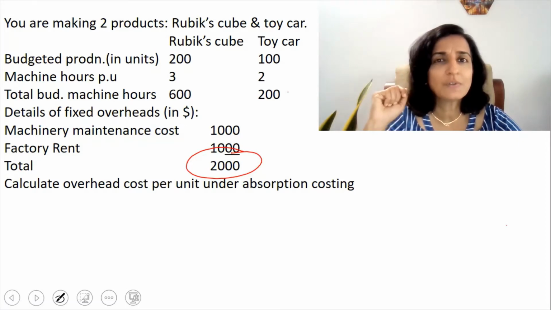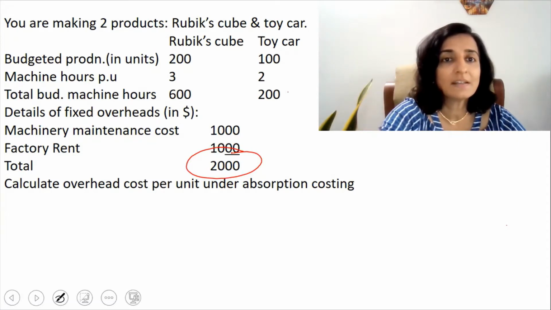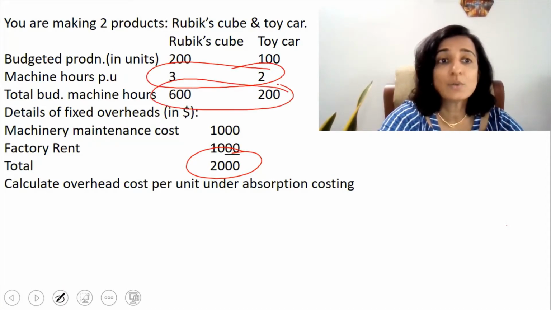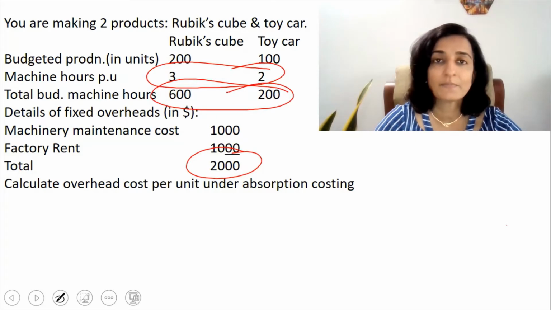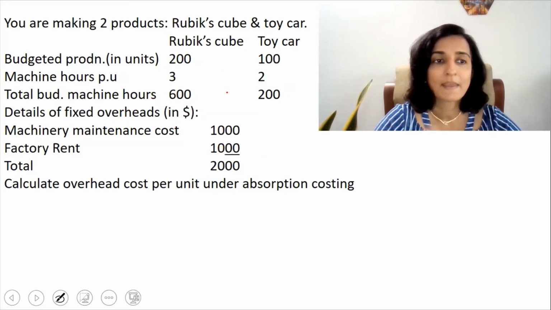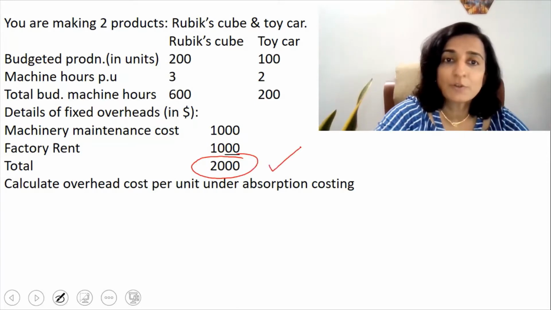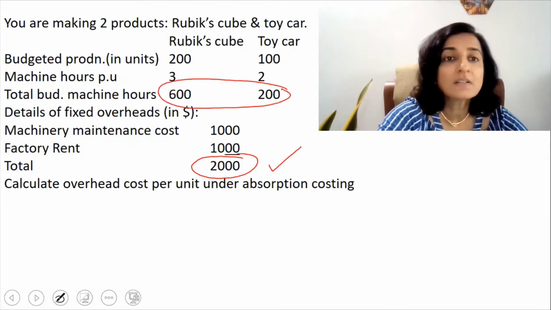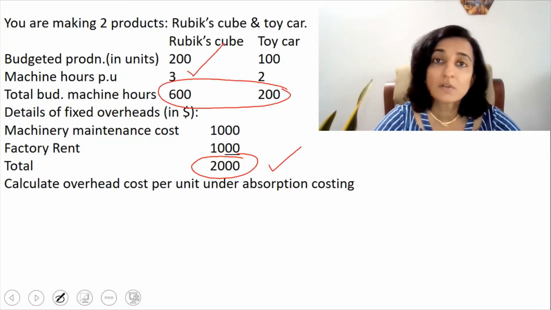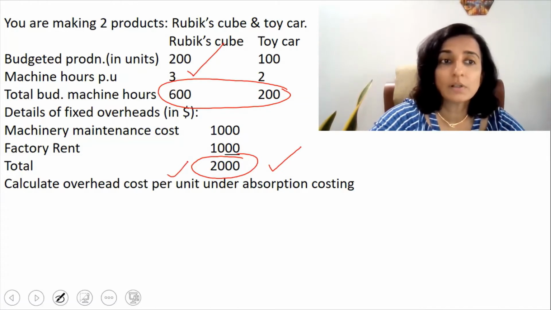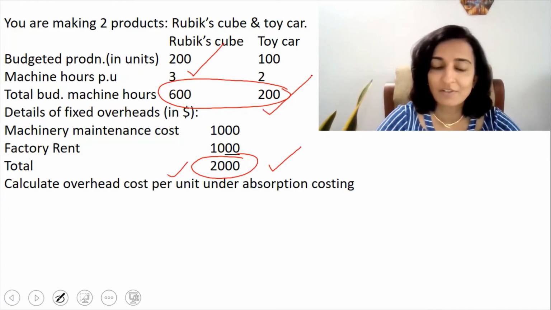Now, which ratio should we take for dividing? Is it the machine hours per unit, or is it the total machine hours? Think. Now, this fixed overheads total is for the total machine hours, right? It is not for one unit. So you will have to divide the $2,000 based on the total machine hours.